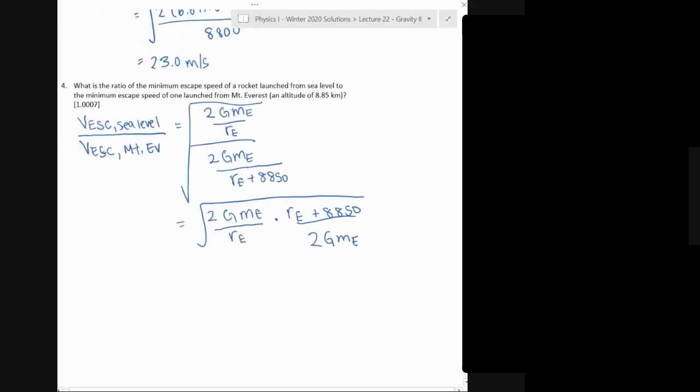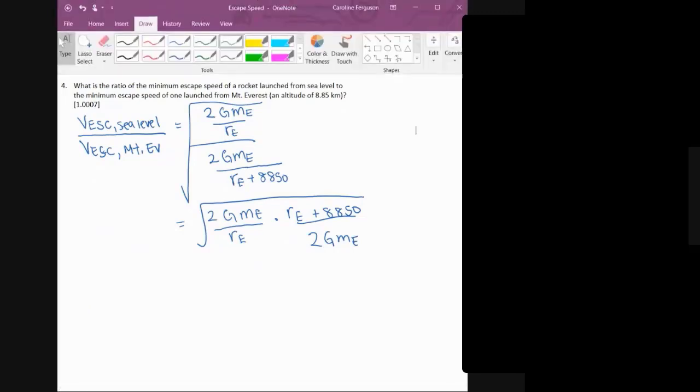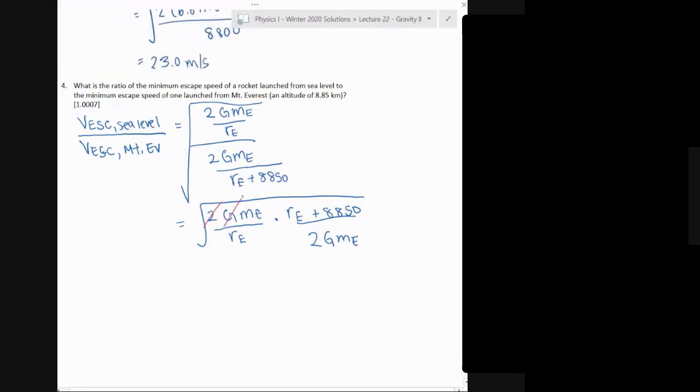So now what can cancel out? "2g, mass of Earth." Yeah, good. And that's it. So now I have RE plus 8850 over RE. That's all I really have to plug in now, so it makes it a little bit easier.